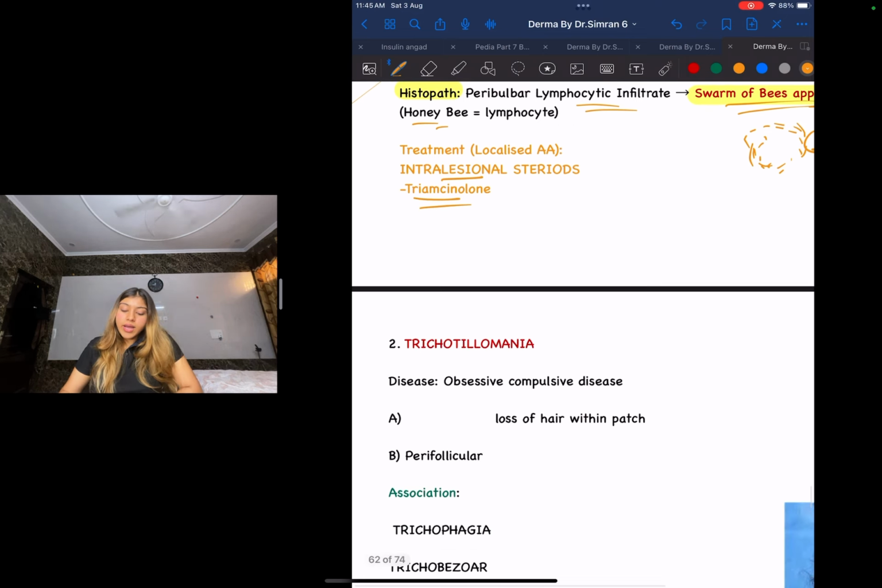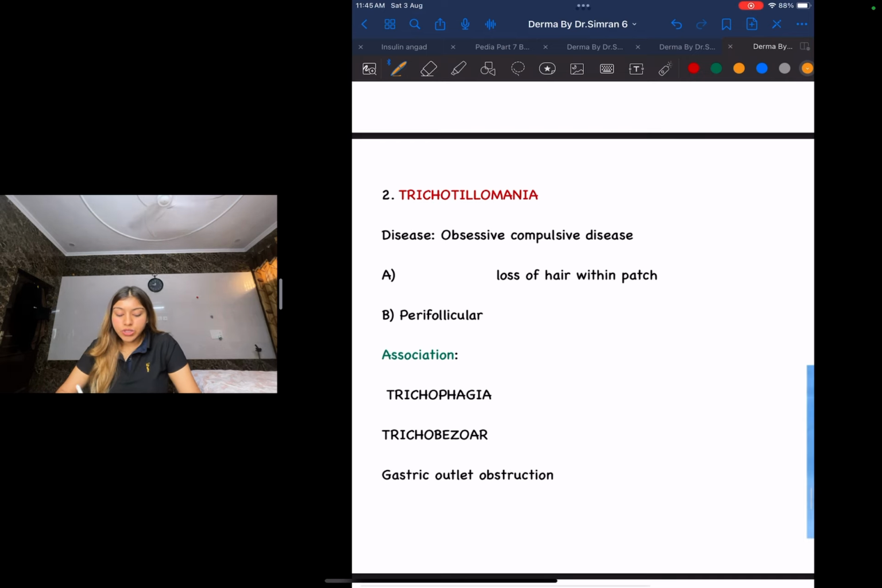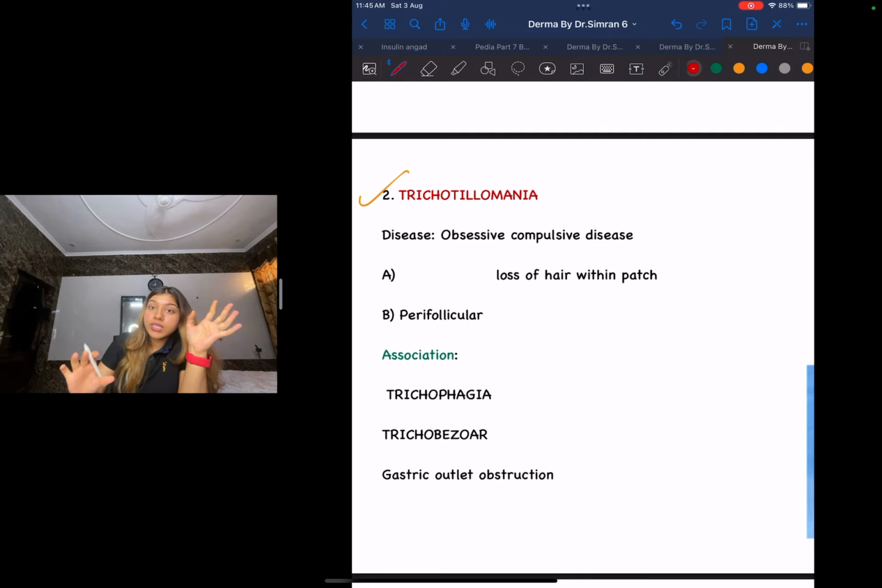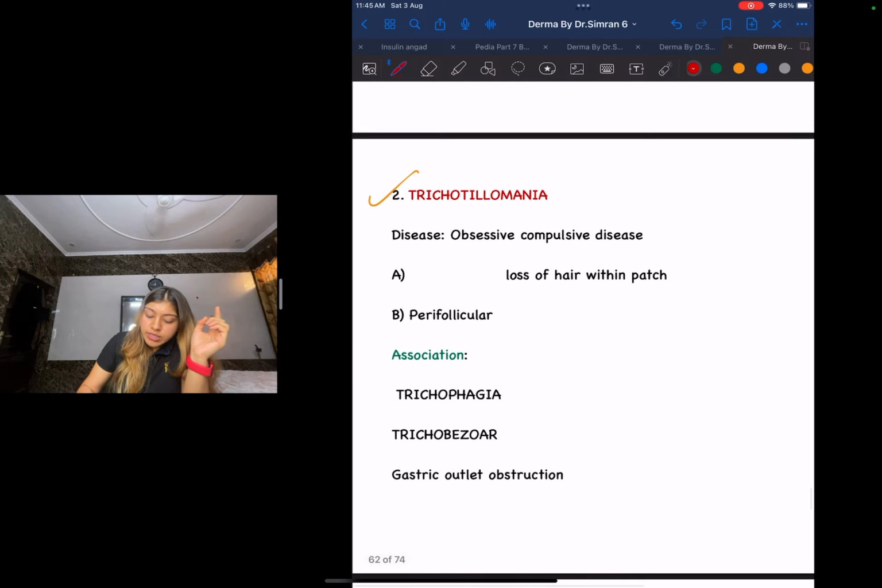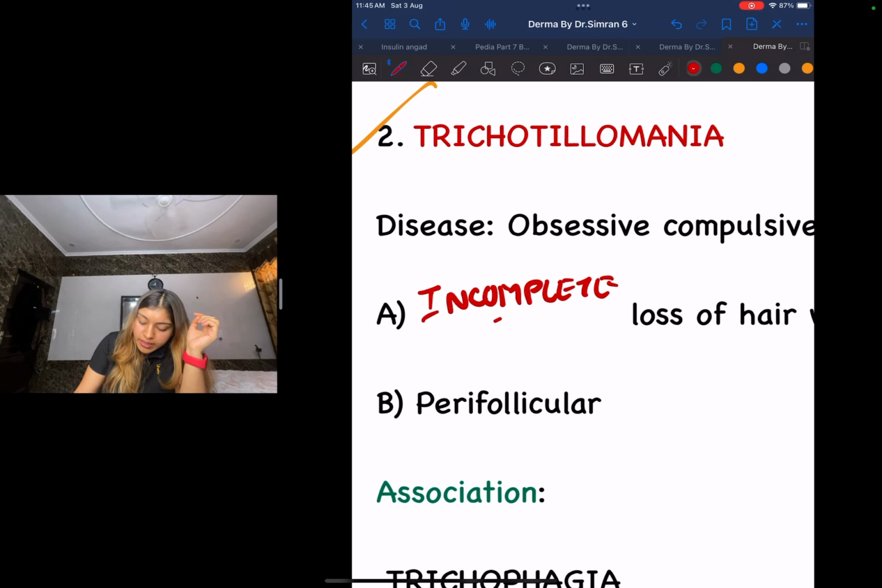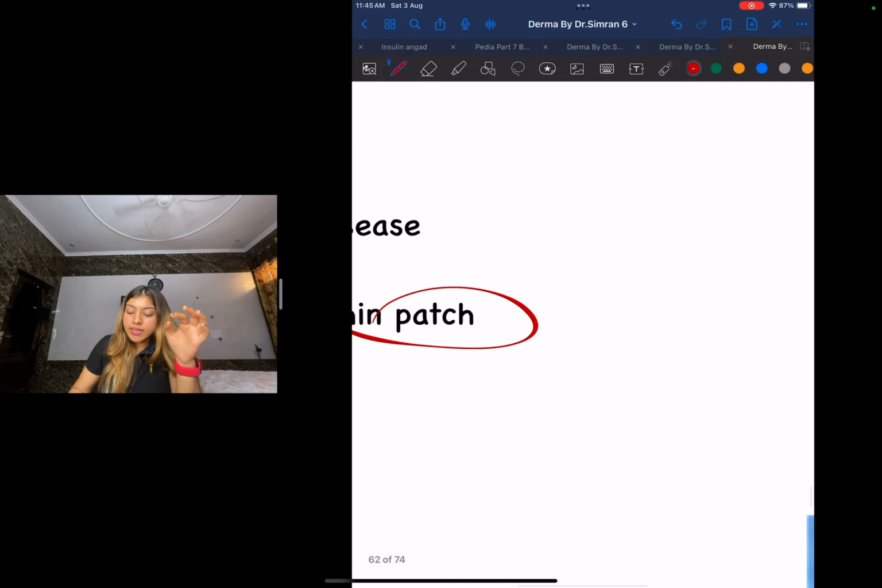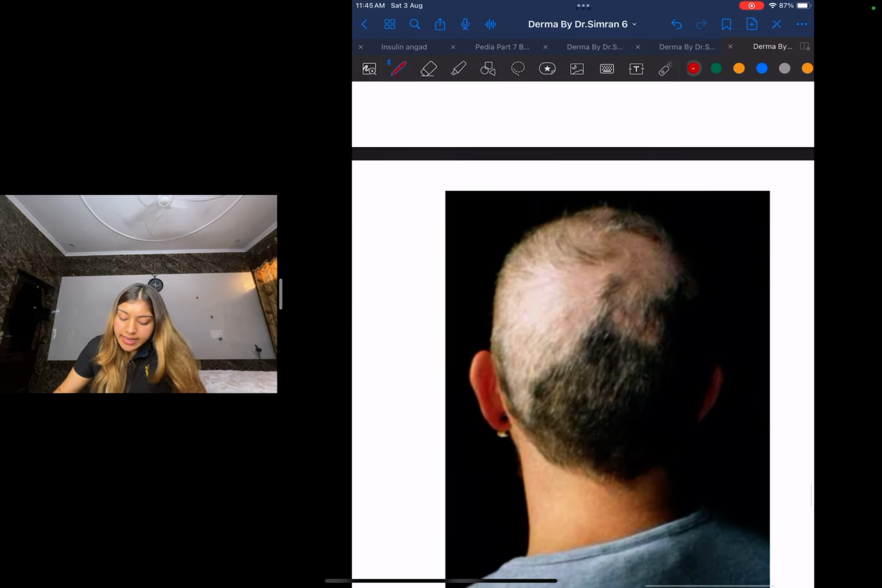Okay. Now, guys, let us move on to the second patchy hair disorder, that is going to be trichotillomania. Trichotillomania is an obsessive compulsive disorder, and I am studying this to understand it better. The very first important thing to know is that trichotillomania is an incomplete loss of hair within the patch. What I mean by this is, look at this image. You can see it is incomplete.